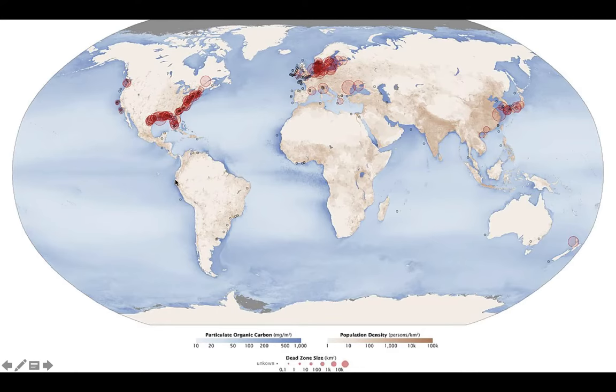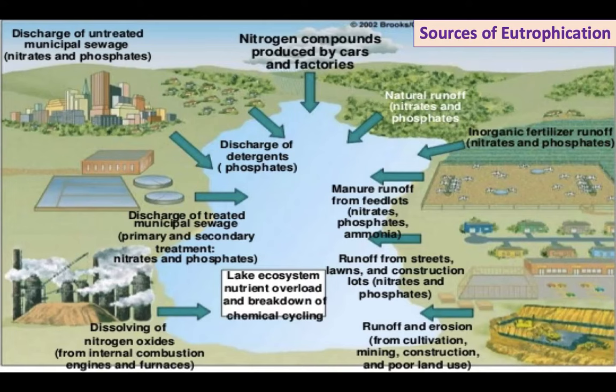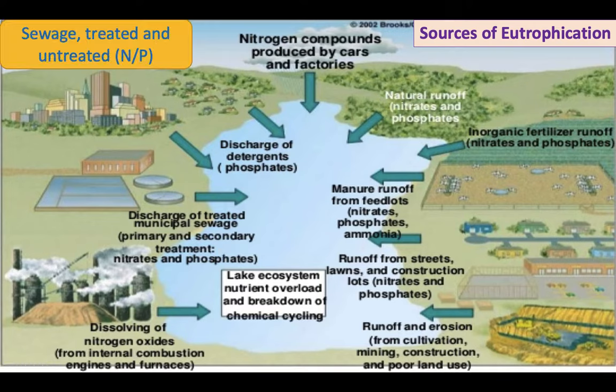Here's a map showing dead zones around the world. This is an overwhelming infographic that I'm going to break down for you, showing where these nutrient pollutants come from. All the stuff that's getting dumped in the water leading to eutrophication can come from a variety of places. It could come from sewage, whether it's treated or untreated, which will have nitrogen and phosphorus in it.